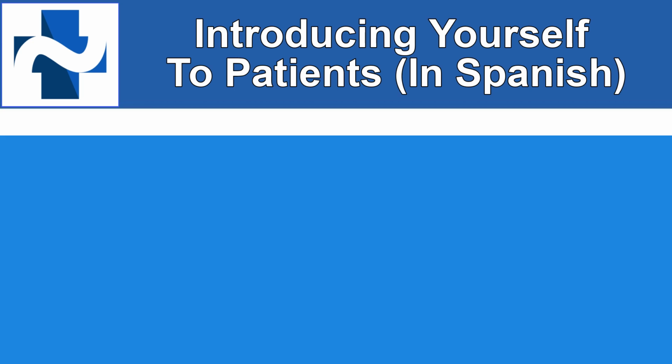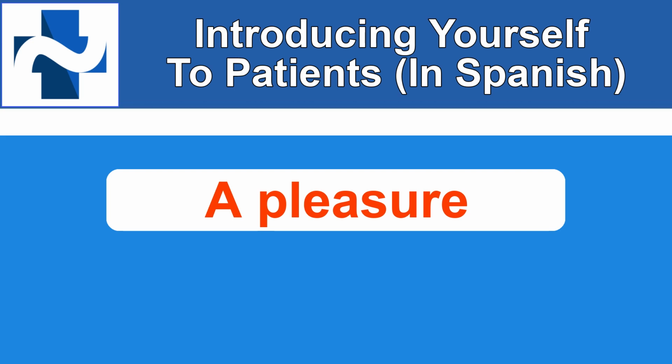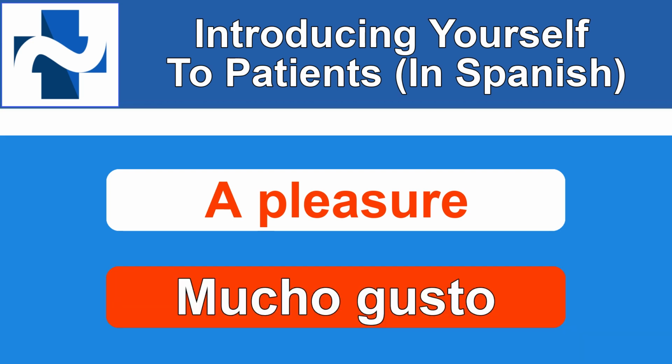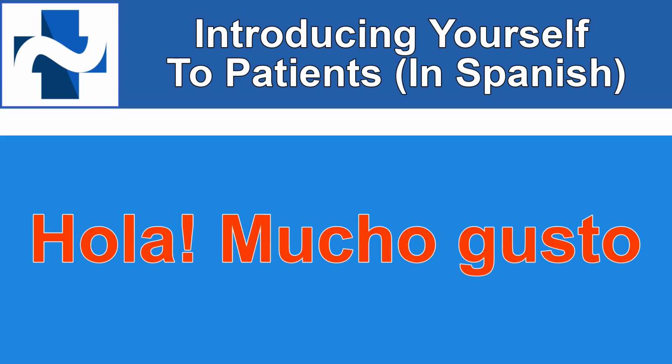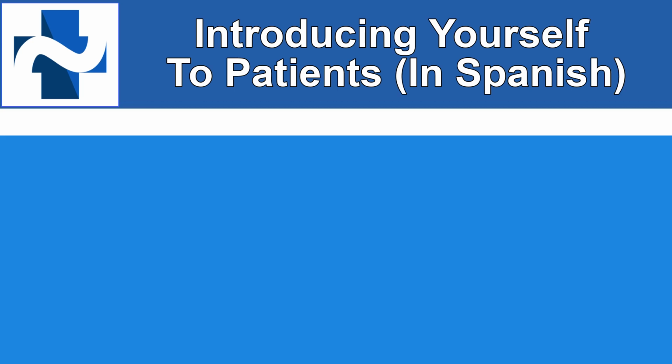Next one is a pleasure, meaning a pleasure to meet you, but it's just like much pleasure. Mucho gusto. Mucho gusto. And of course, you would use these together, not just one at a time. You make a whole sentence and say, hola, mucho gusto. But I'm doing them separate, just so you can more easily practice each part.